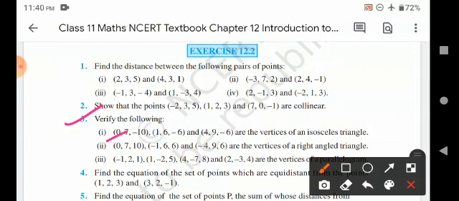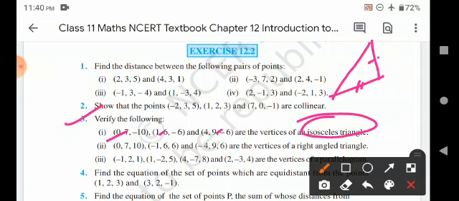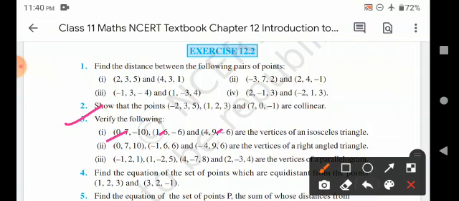Verify that the following points are the vertices of an isosceles triangle. My dear students, you know the property of an isosceles triangle. If any two sides of a triangle are equal, then the given points are the vertices of an isosceles triangle. To show that, we should find AB square, BC square and AC square. If any two sides of this triangle are equal, then the given points are said to be the vertices of an isosceles triangle. Likewise, we can solve the second example. We have to verify that these are the vertices of a right angle triangle. With the help of the distance formula, we are supposed to solve these questions.